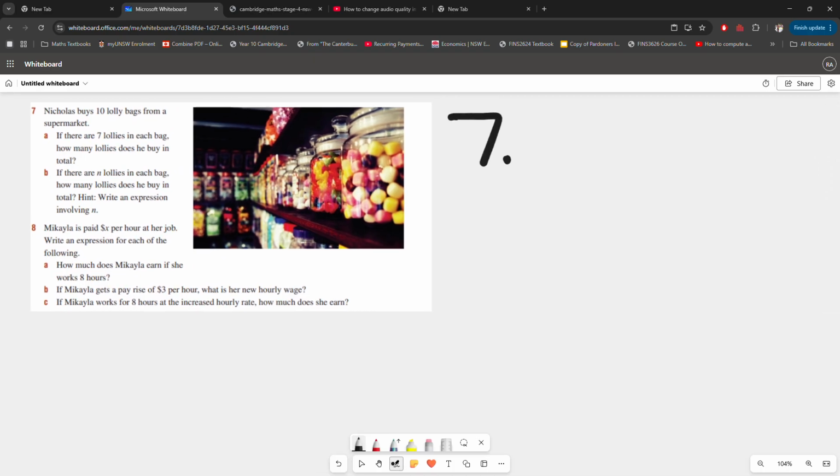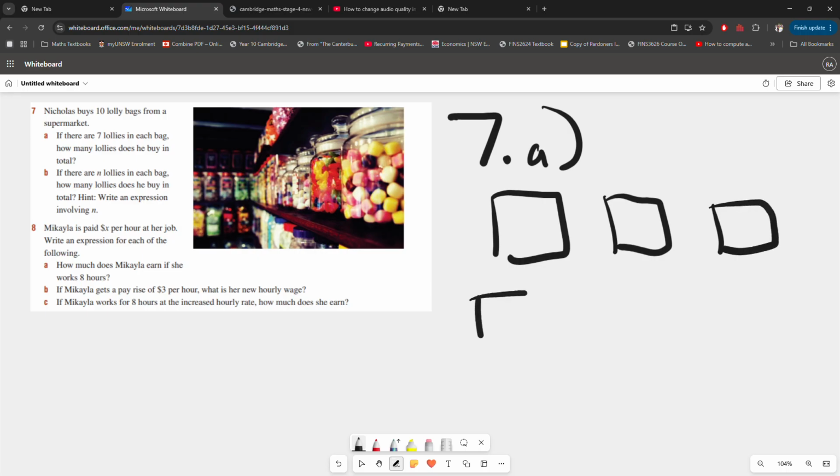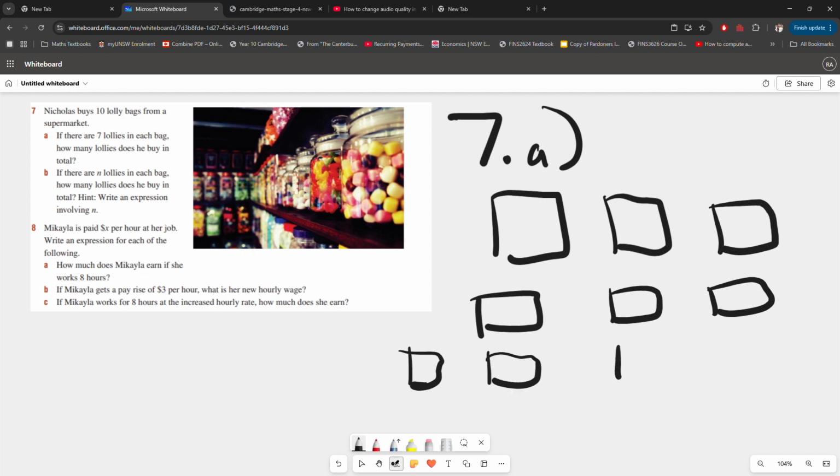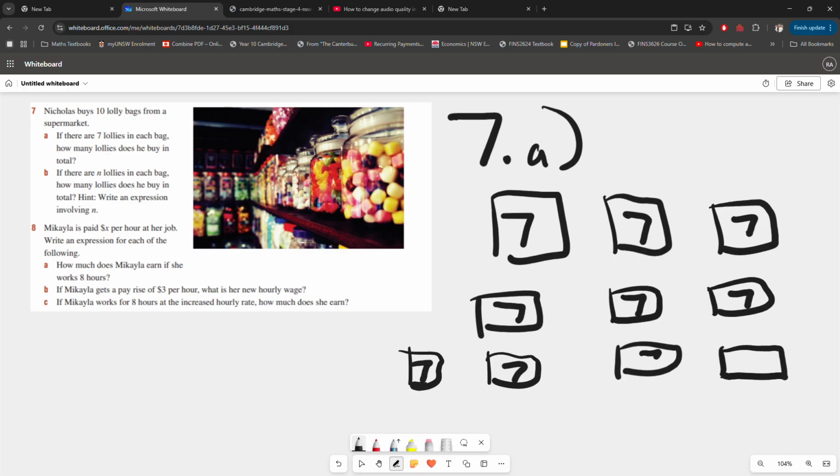For question 7, Nicholas buys 10 lolly bags from a supermarket. A says if there are 7 lollies in each bag, how many lollies does he buy in total? So we can draw this if you want. 10 lolly bags, so we've got one. My lolly bags are square or rectangular for whatever reason, because I can't actually draw lolly bags, but let me quickly draw these 10 lolly bags. So we've got 10 here, 7 in each bag. I'm just going to say that there are 7 lollies in each of these bags.